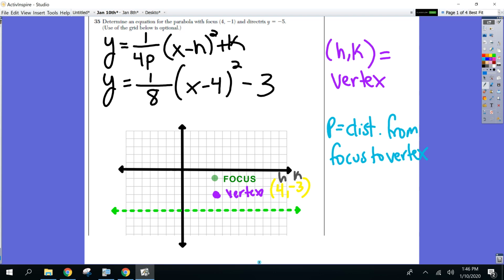So how am I going to determine if it opens down or not? The parabola starts at the vertex, right? So how am I going to know if it's going to go down or go up? It never crosses the directrix. Parabolas never cross the directrix. So you tell me, open up or down here? Up. So is there a need to put a negative? No. If it opens down, where the directrix would be up here instead, then I put a negative 1/8 instead.